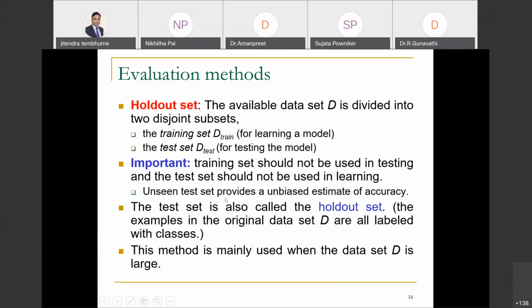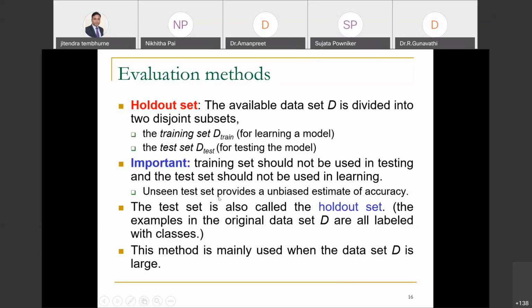Then there is a certain important point: the training set should not be used in testing, and vice versa. The testing set should not be used in learning. For testing, the data must be unknown. The data must be unknown. So an unseen test set provides an unbiased estimate of accuracy.